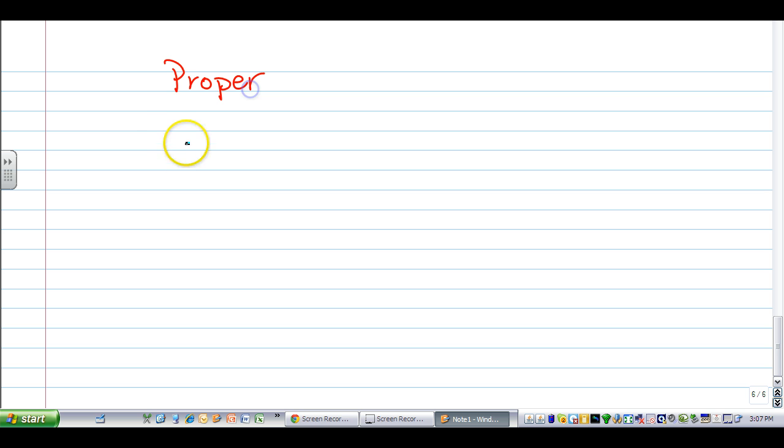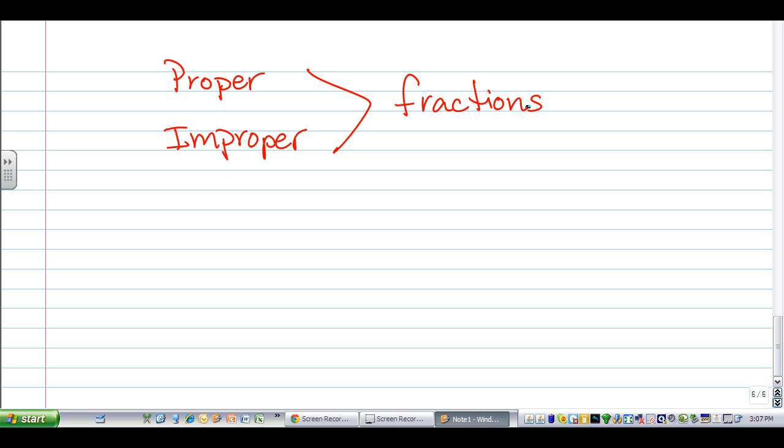All right, so we've talked about proper fractions. We've talked about improper fractions. And we showed how we go from an improper fraction to a mixed number. You might see the word numeral instead of number, but it just means number.